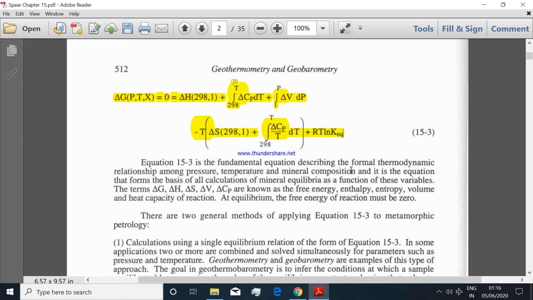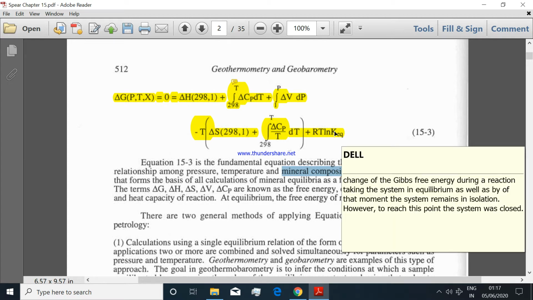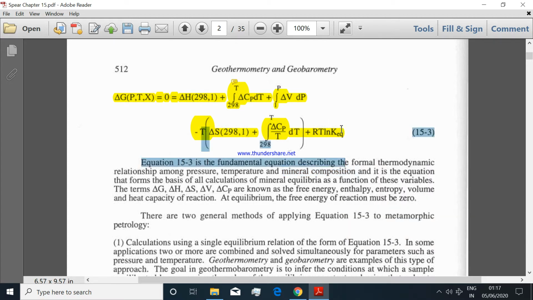Equation 15.3 is the fundamental equation describing the formal thermodynamic relationship among pressure, that is the lithostatic pressure of that region, temperature, that is the temperature of that condition, and the mineral compositions, that can be substantiated from the K term, that is right hand side up, left hand side below, depending upon the last chapter's principle. It is the equation that forms the basis of the calculations of the mineral equilibria as a function of these variables.